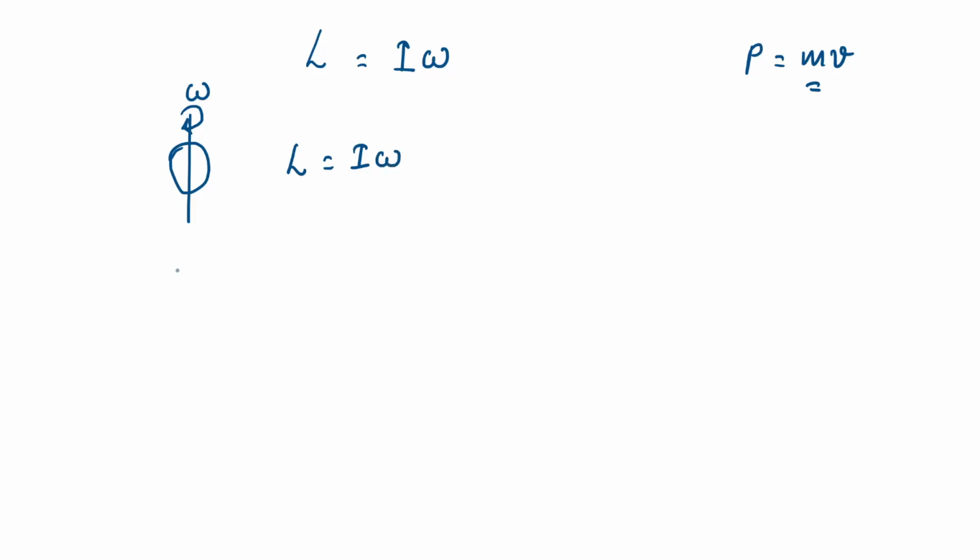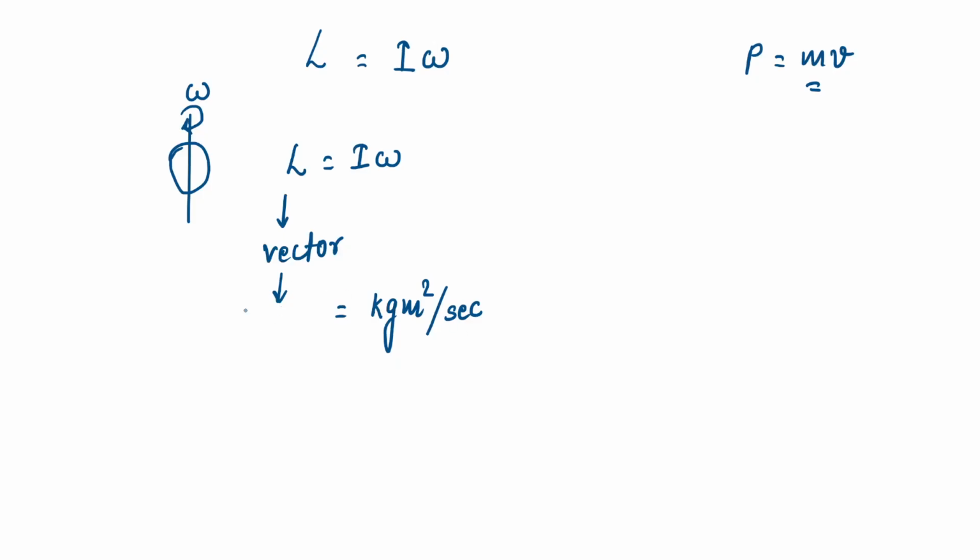Just like linear momentum, angular momentum is a vector. If I write the units, moment of inertia is kg meters squared, and omega is radians per second. So the standard unit for angular momentum is kg meters squared per second.